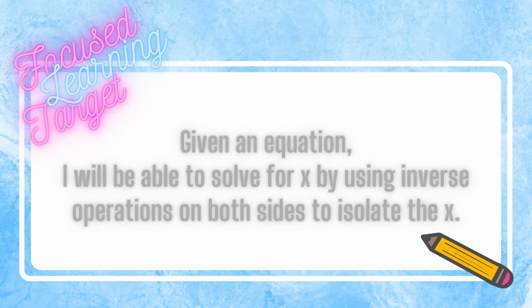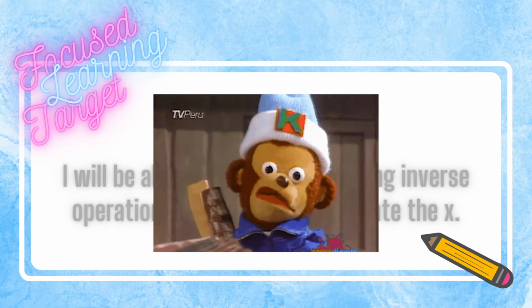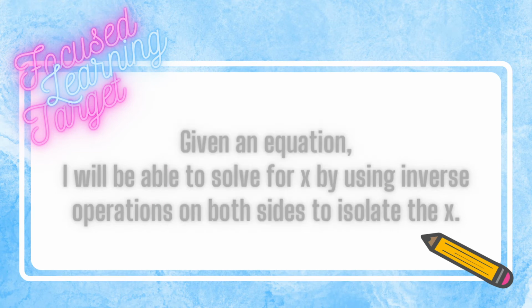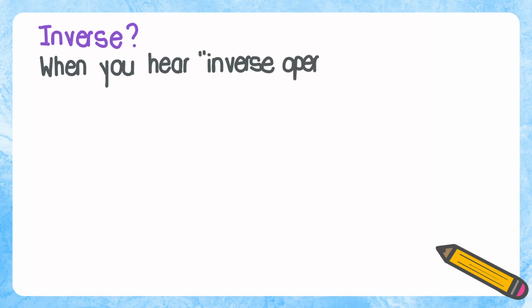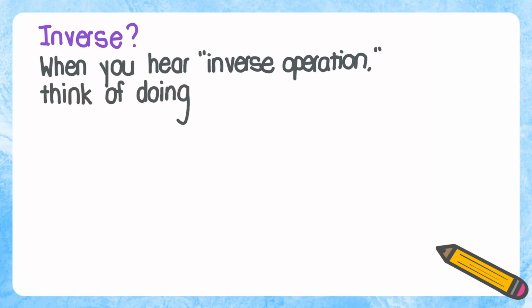So given an equation, I will be able to solve for x by using inverse operations on both sides to isolate the x. So don't worry if this sounds super confusing. Let's break it down, focusing on the important words right here. So when you hear inverse operations, you want to think of doing the opposite operation. So like the opposite of addition is subtraction, the opposite of multiplication is division. So think of doing the opposite operation, and we're doing this to cancel things from the equation.